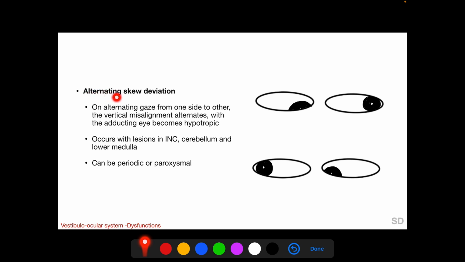An alternating skew deviation results from lesions in INC, cerebellum and the lower medulla. And we find that when the patient alternates gaze from one direction to the other direction, the vertical misalignment alternates, with the adducting eye becoming hypotropic. And this alternating skew deviation can be either periodic or paroxysmal.